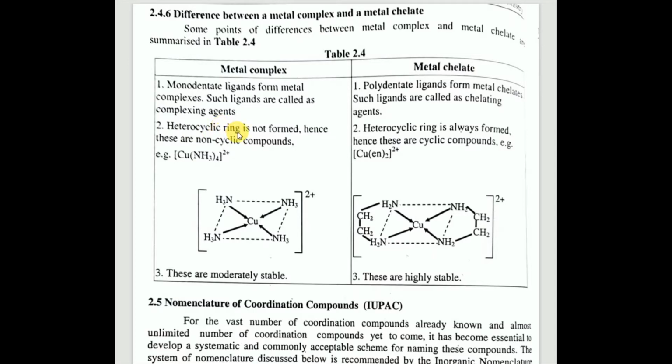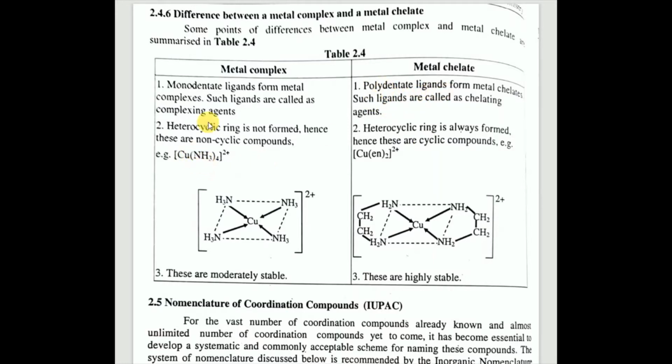a heterocyclic ring is not formed here. Means these metal complexes are non-cyclic compounds. While in the case of metal chelates, a heterocyclic ring is formed, and this cyclic ring is formed by the chelating ligands or polydentate ligands.